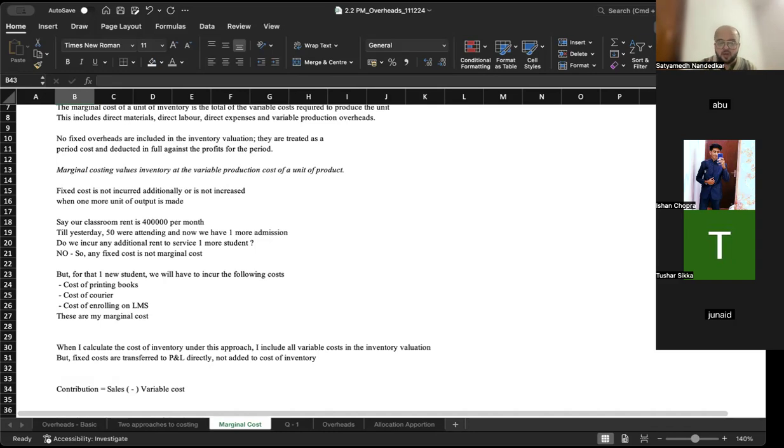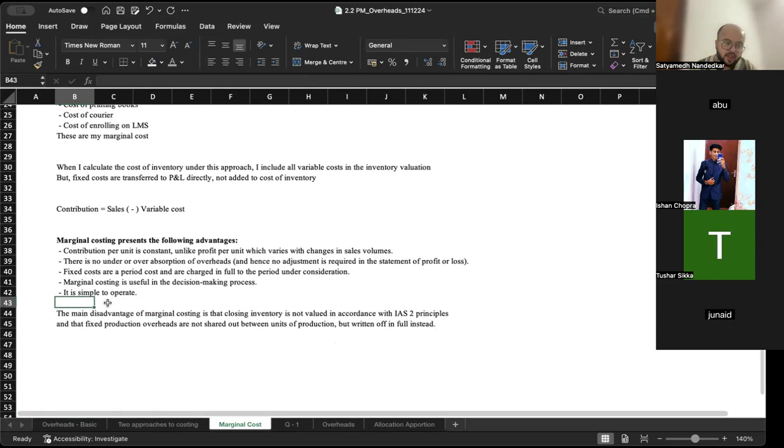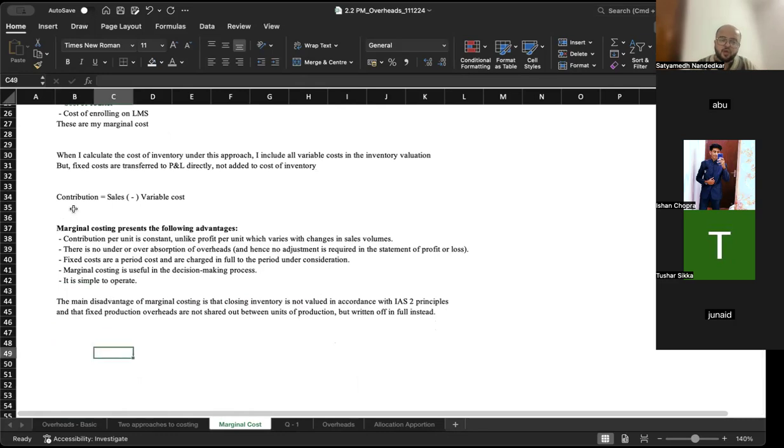When I calculate the cost of inventory under this approach, I include all the variable cost in inventory valuation, but fixed costs are not added to inventory, they are transferred to profit and loss. Marginal cost is basically to make one more unit, how much additional cost do I have to incur? That is what I mean by marginal cost. Now, contribution is a term that we are going to study a little later, not right now.